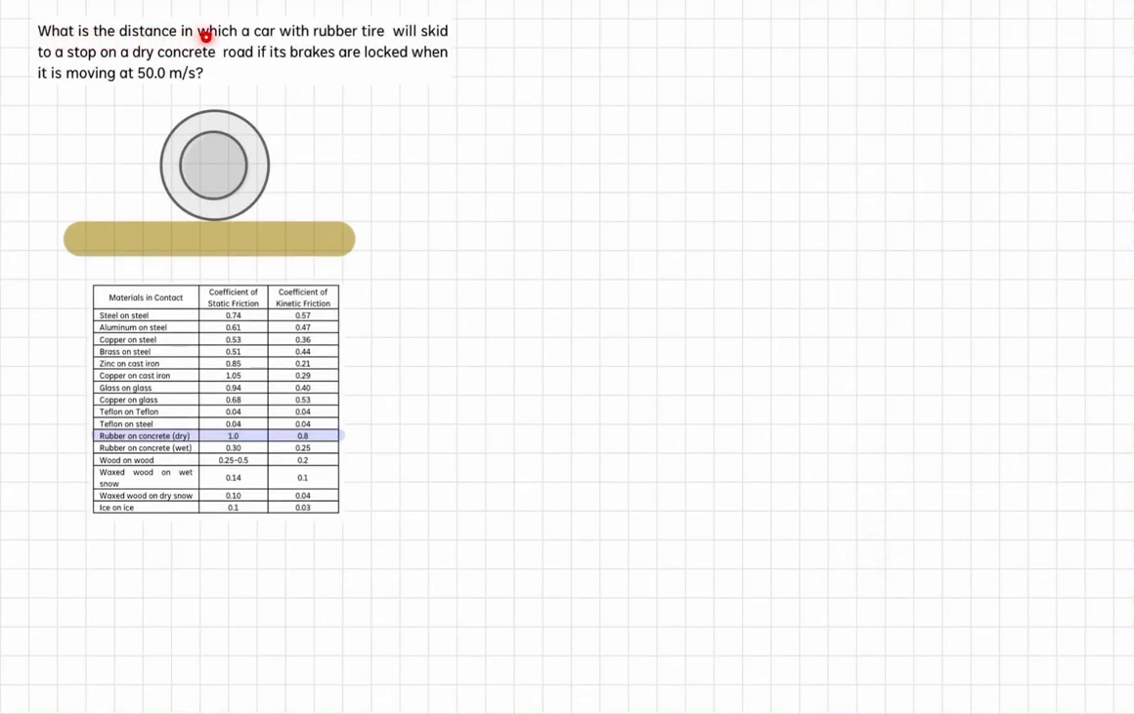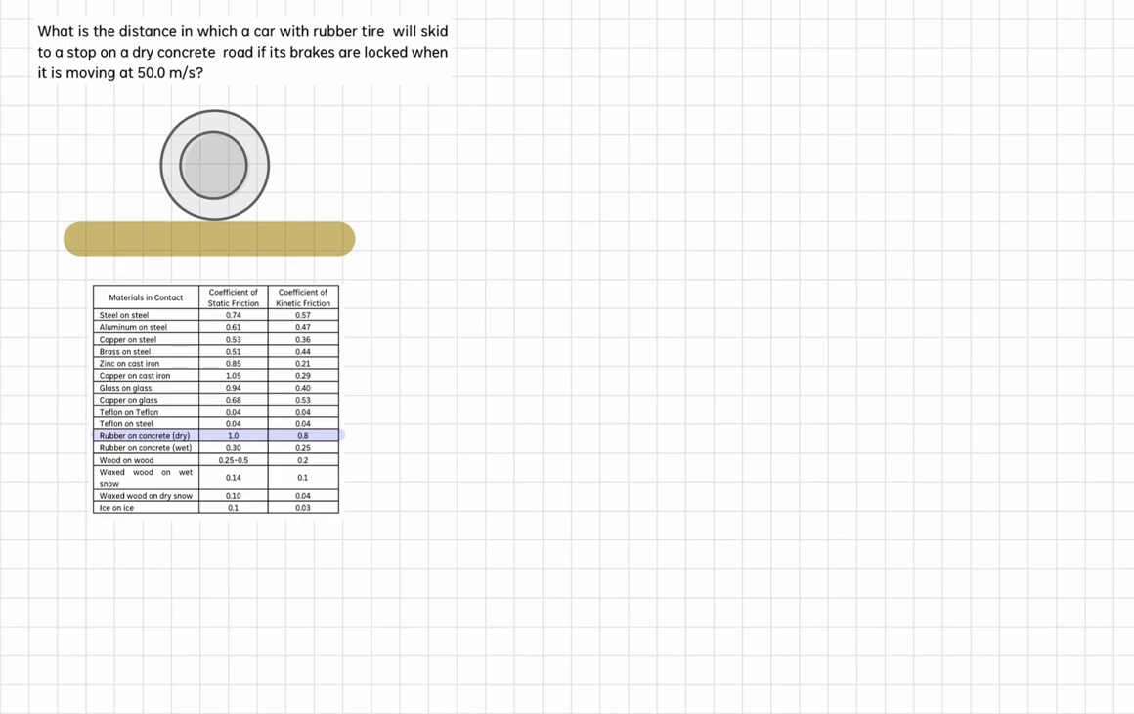What is the distance in which a car with a rubber tire will skid to a stop on a dry concrete road if its brakes are locked when it is moving at 50 meters per second? So supposing this is our rubber tire and this is our dry concrete road. The brakes are hit when it is moving at 50 meters per second, and we are looking for the distance that it has traveled during that time.